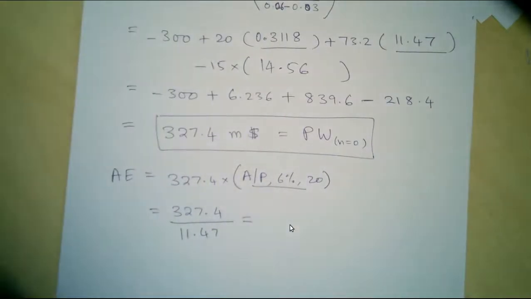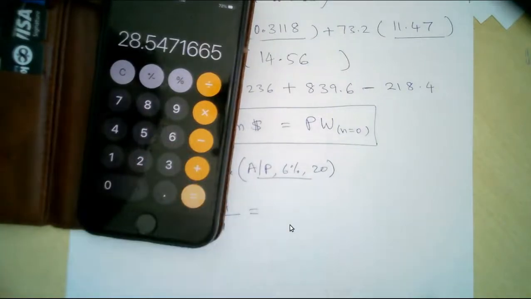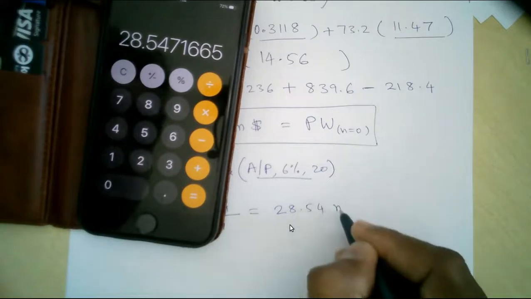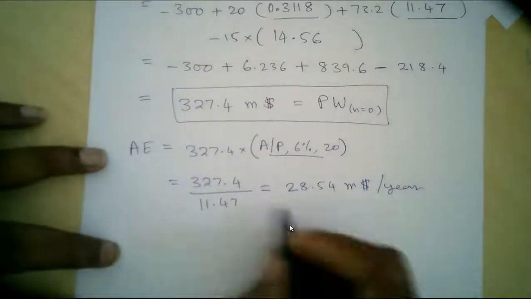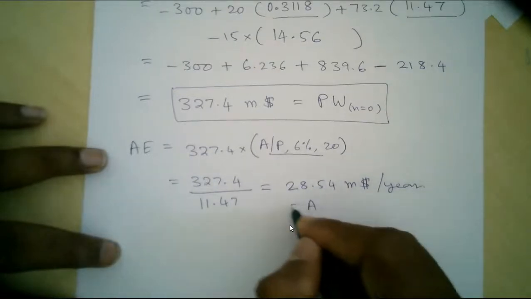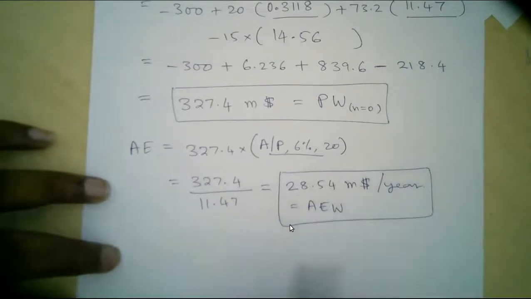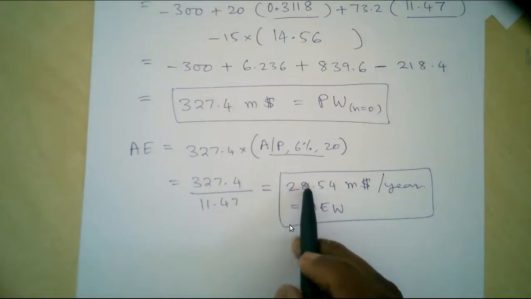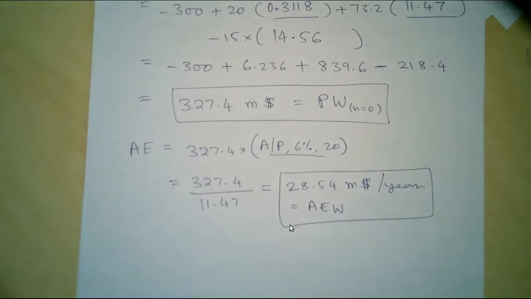So what I'll get? This quantity divided by 11.47. I'm getting $28.54 million per year. So that means the annual equivalent worth of your project is almost $28.5 million saved every year. That is why this is a good project and one needs to go for it.